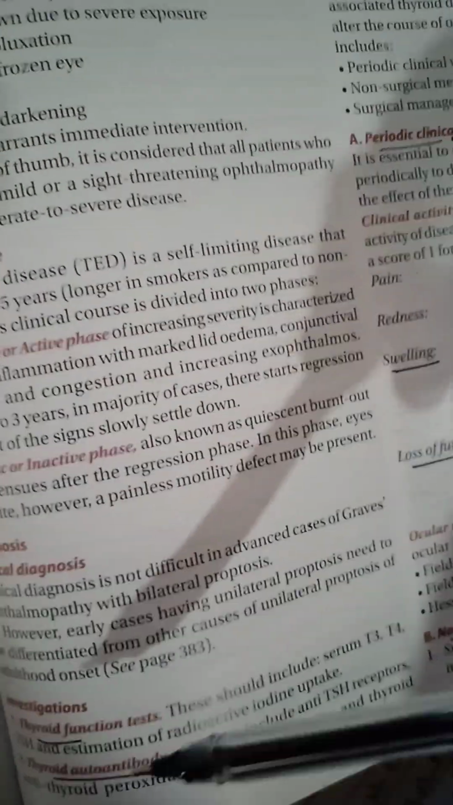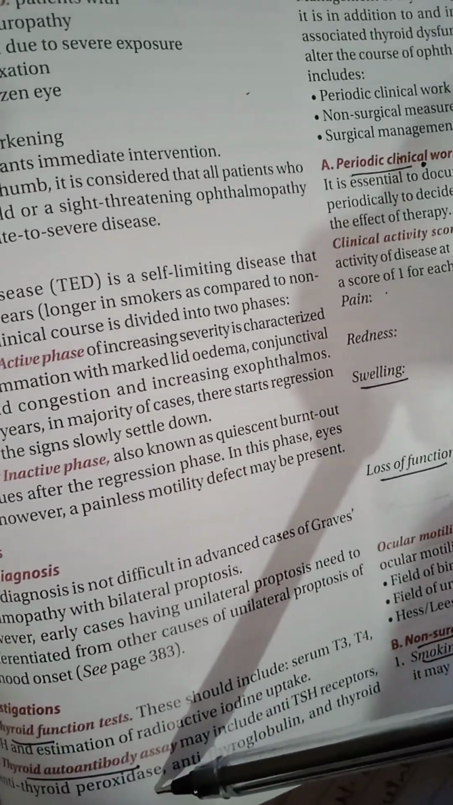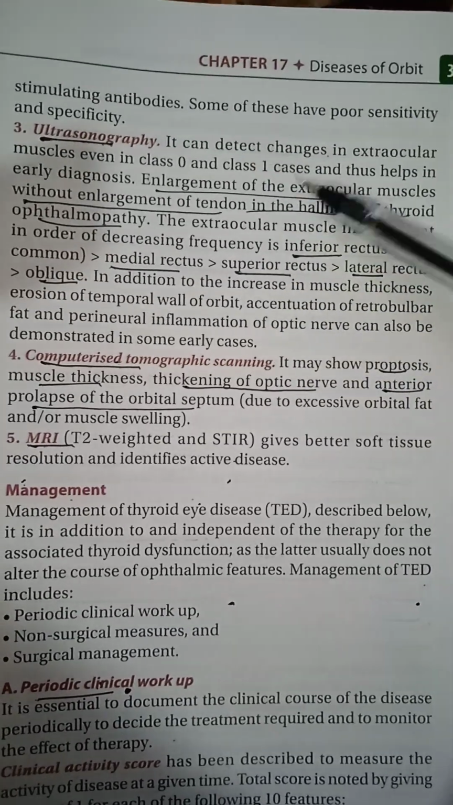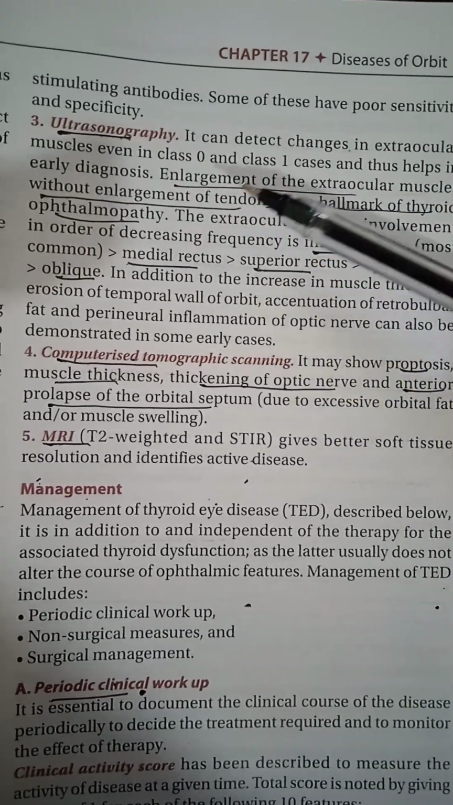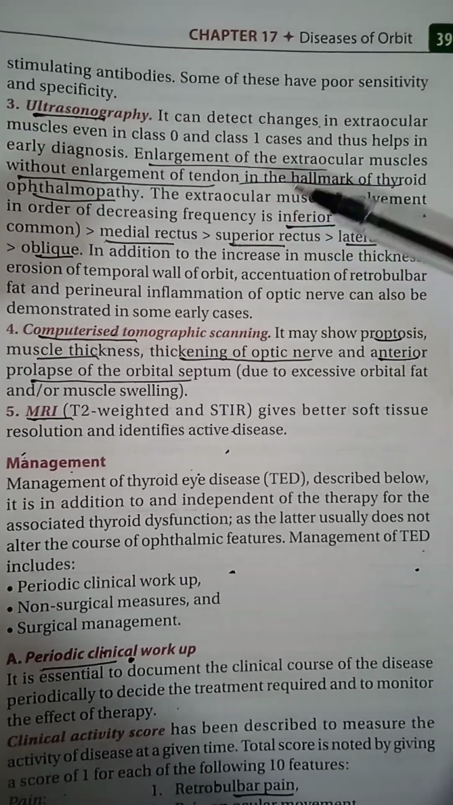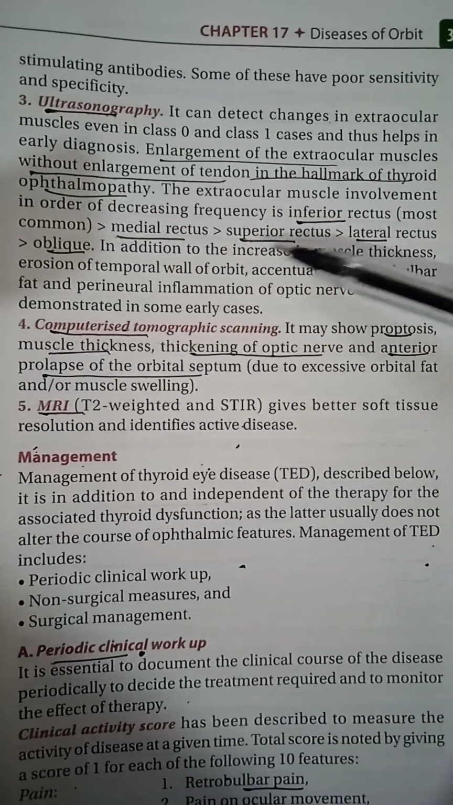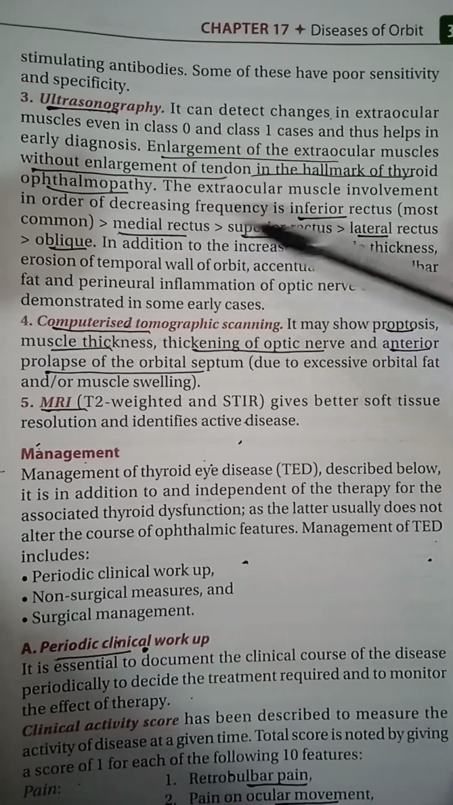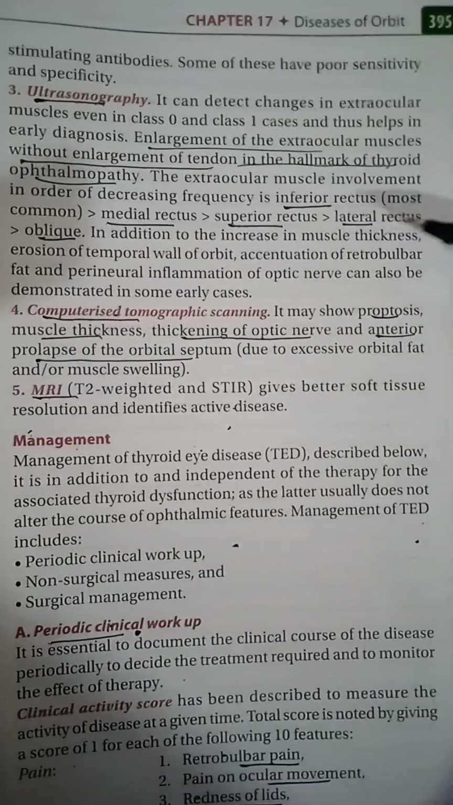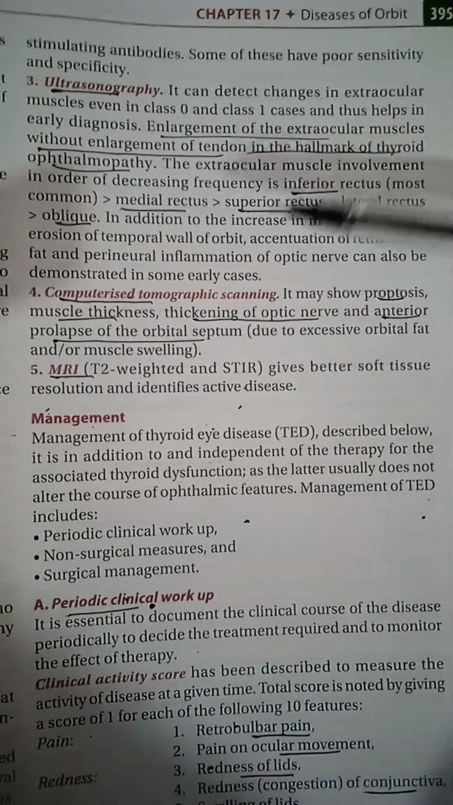The investigations are the thyroid function test and thyroid autoantibody assay. On ultrasonography, we can detect the changes in the extraocular muscles. Enlargement of the extraocular muscles without enlargement of the tendon is a hallmark of thyroid ophthalmopathy. There is an order of involvement of extraocular muscles: I, M, S, L, O. Inferior rectus, medial rectus, superior rectus, lateral rectus, and obliques.